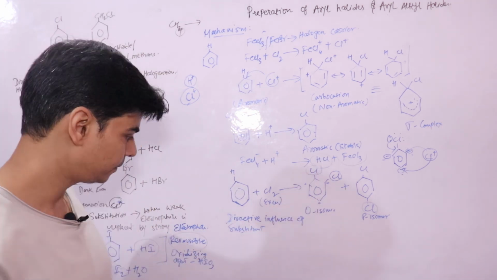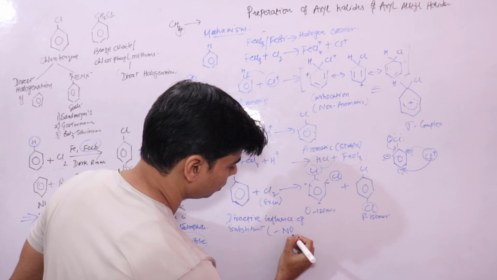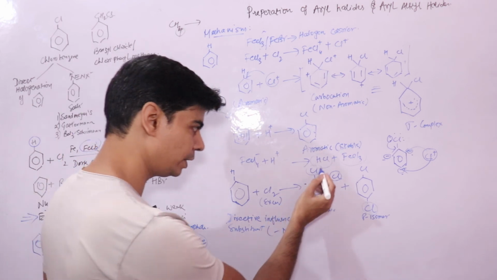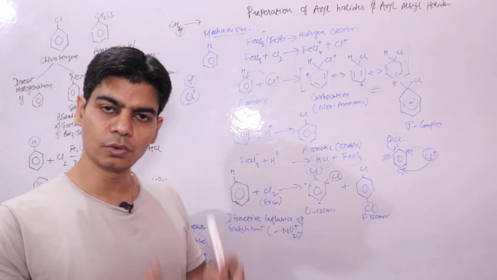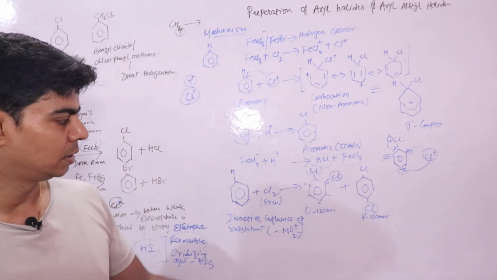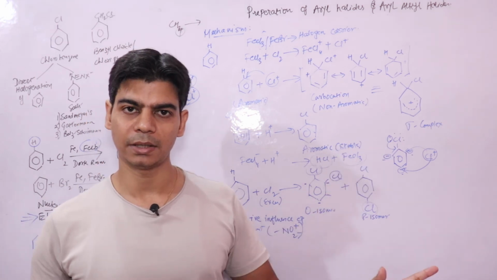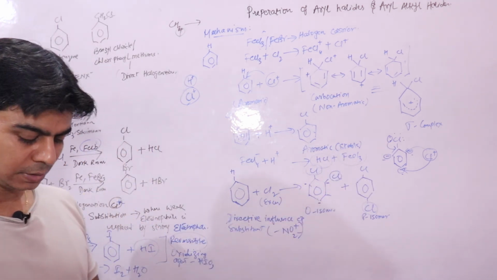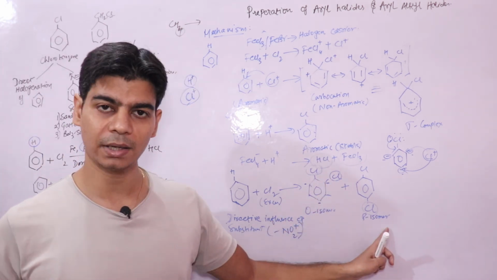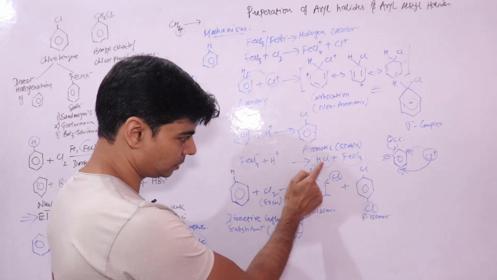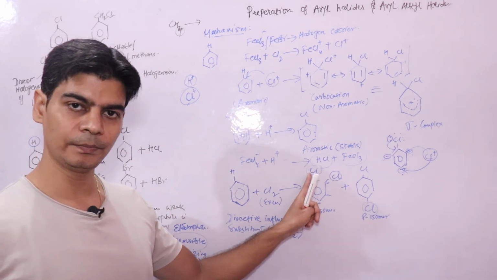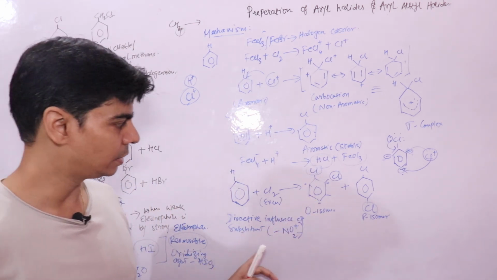If you have nitro here, right, nitro is a meta directing group, right? So if you have nitro here, suppose, the nitro group will direct the incoming group at the meta position, at this position, right? So these are the ortho, para, meta directing influence of the already present group, right? So the important thing to remember is that the entry of the second chlorine atom would be decided by the already present group, which is known as the directive influence of the substituent, right?